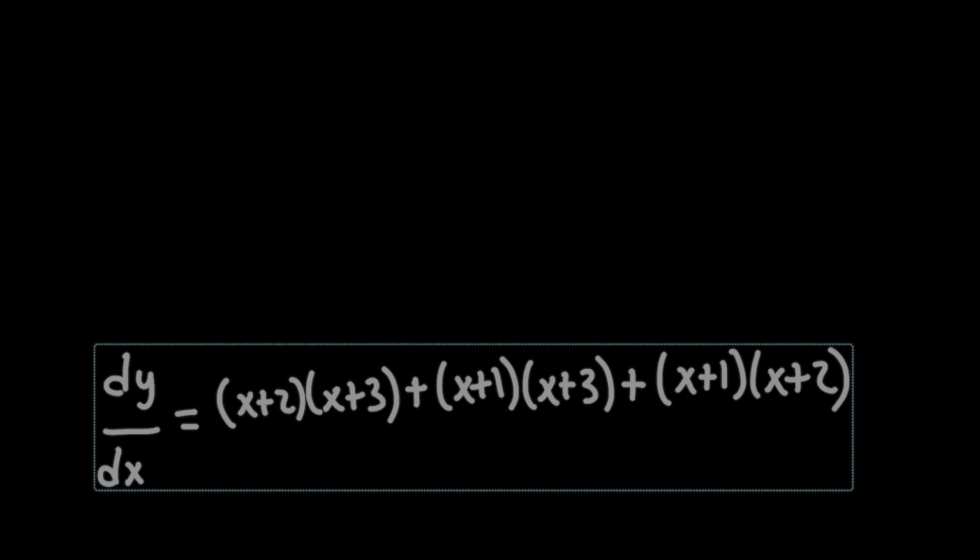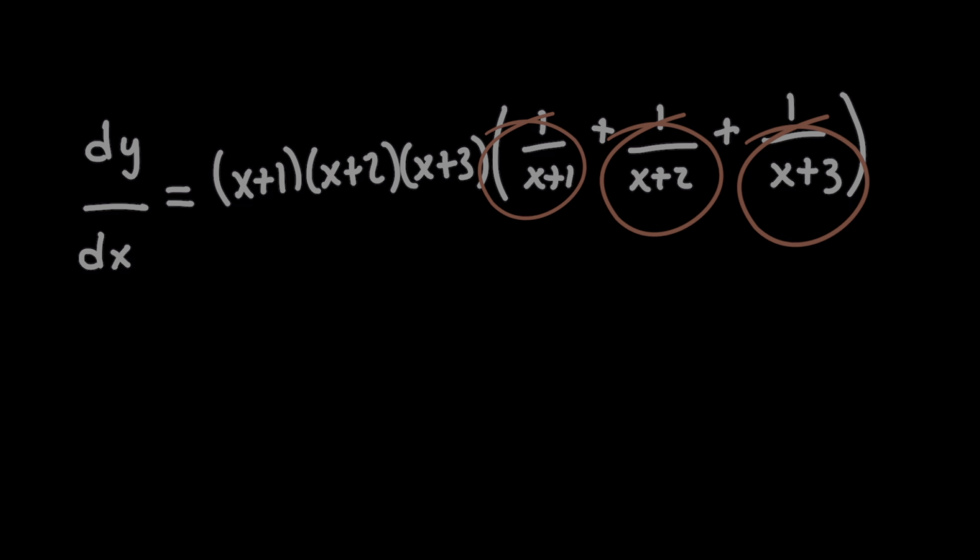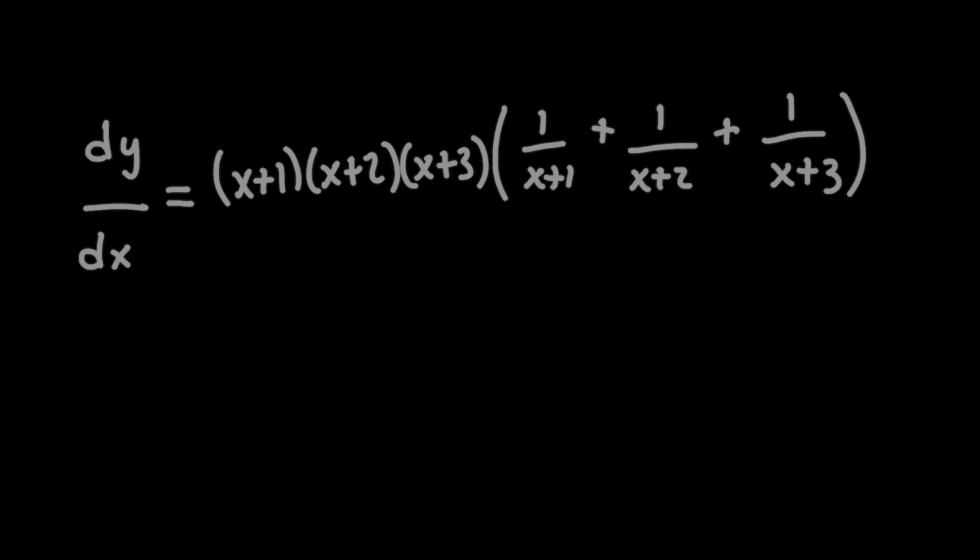And by the way, here's a quiz question for you. Do we have a domain restriction here, since we had these denominators with x plus 1, x plus 2, and so forth? Tell me in the comments below and think about it for a second.